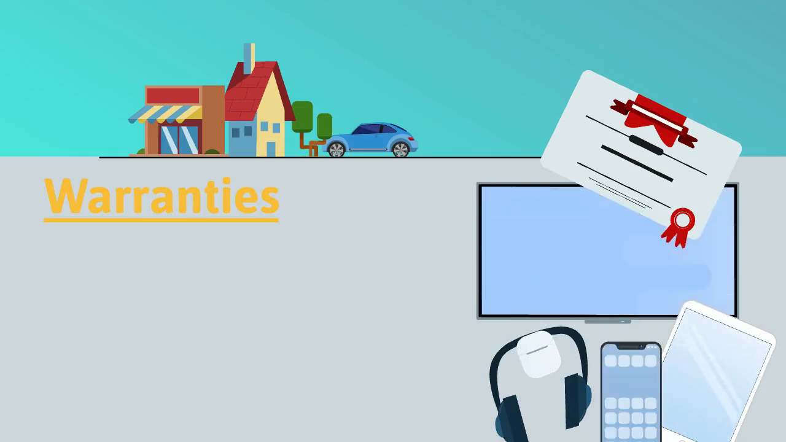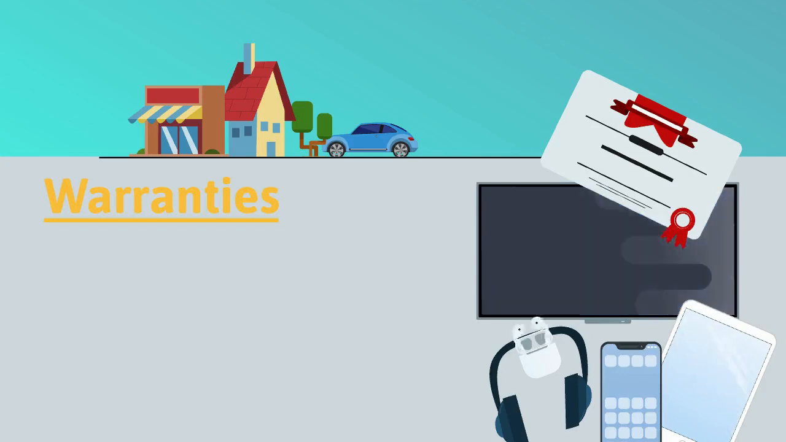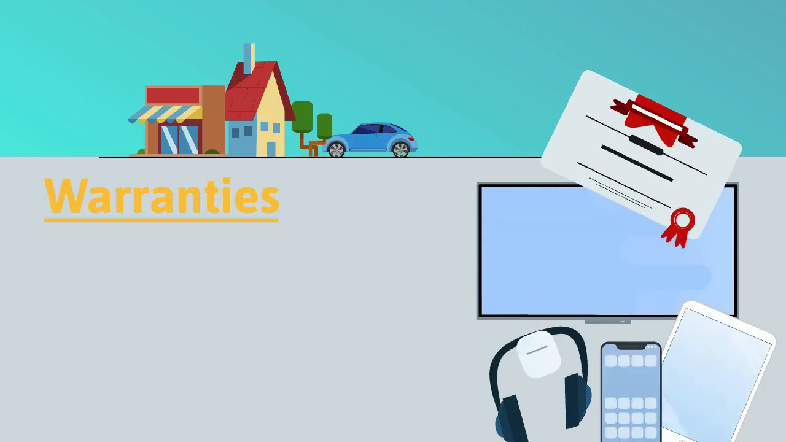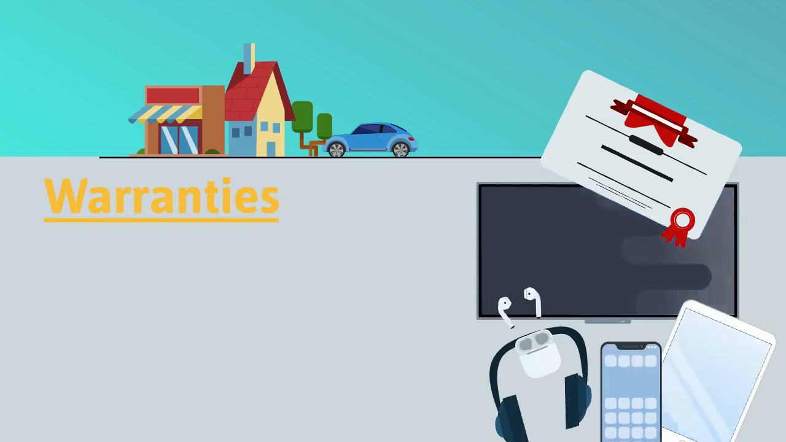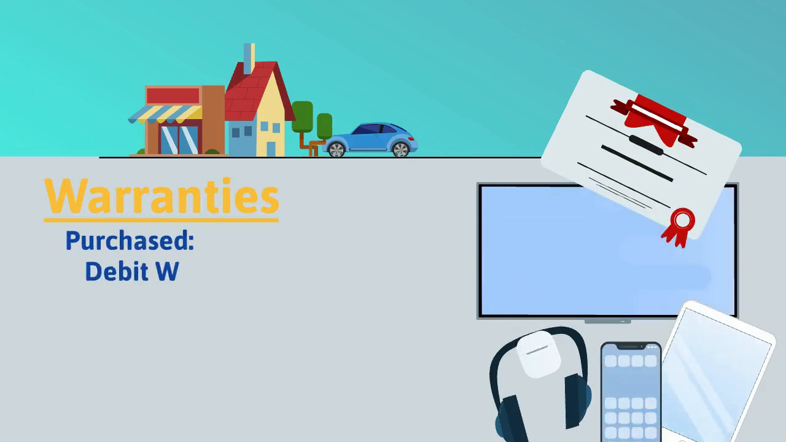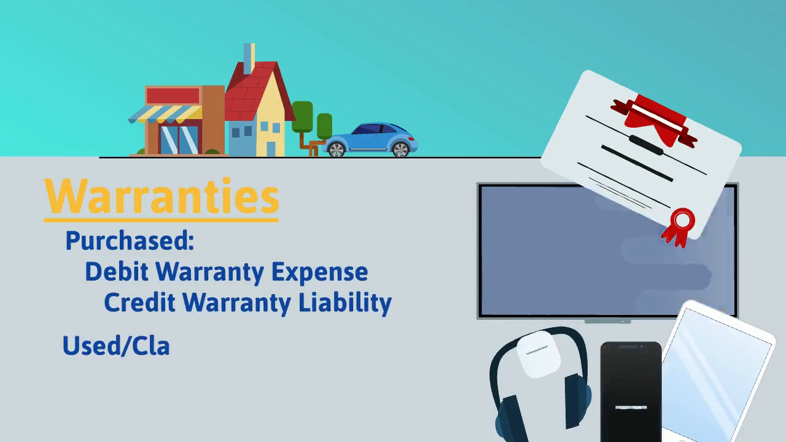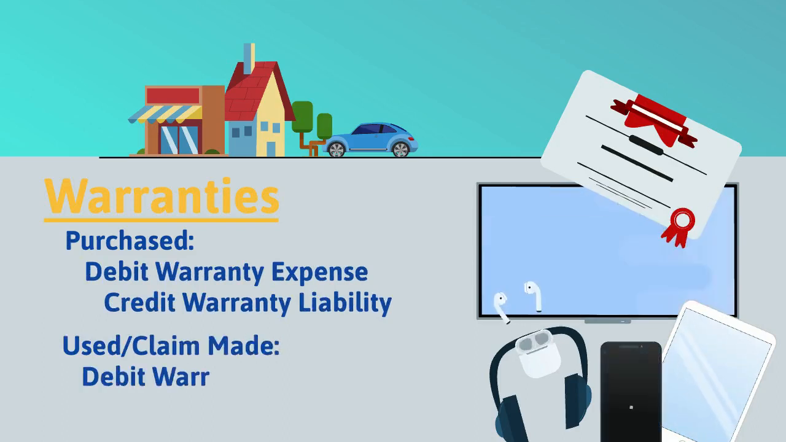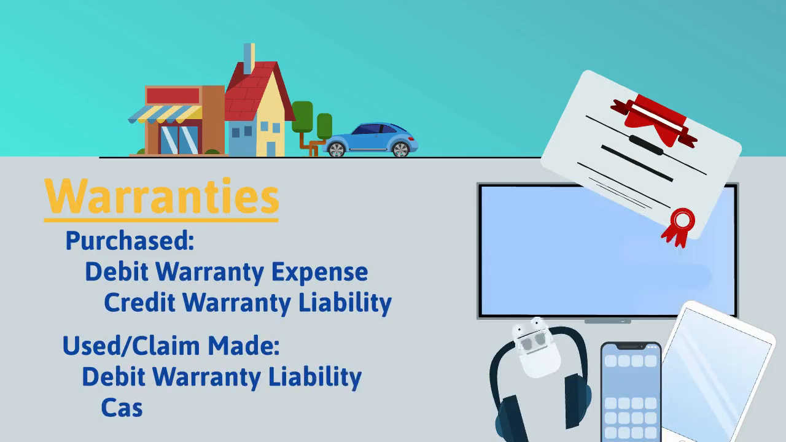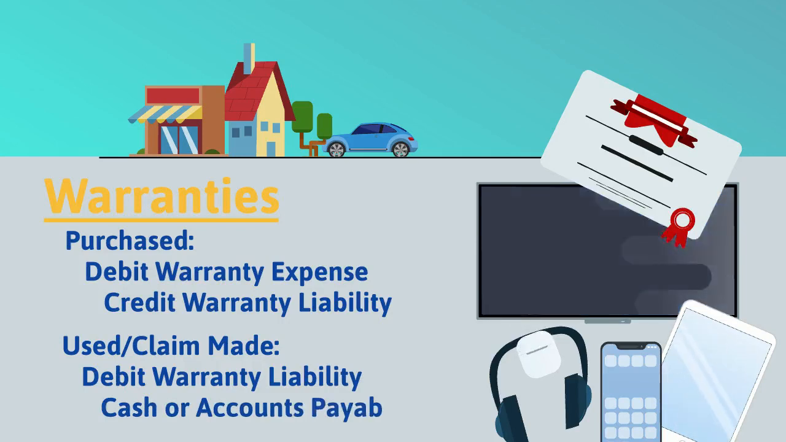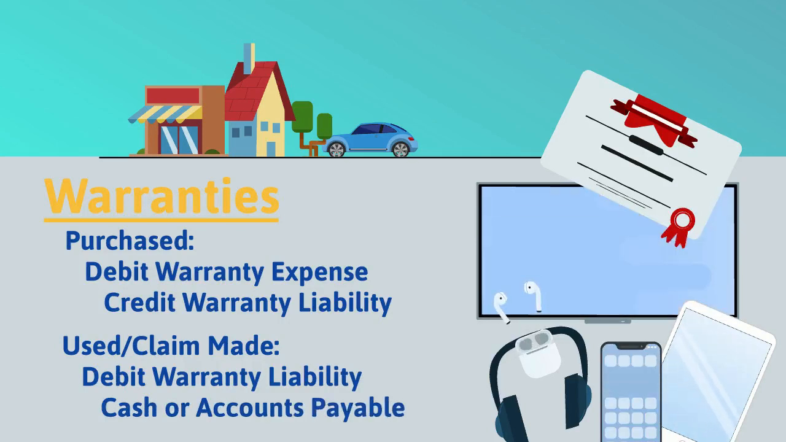Warranties are also able to be estimated. While the company may not know the exact amount each warranty might cost them, they can reasonably estimate warranties based on past history and industry practice. When a warranty is purchased, we would debit warranty expense and credit warranty liability. If a warranty is used or a warranty claim made and repairs done, the company would debit warranty liability and credit cash or accounts payable.